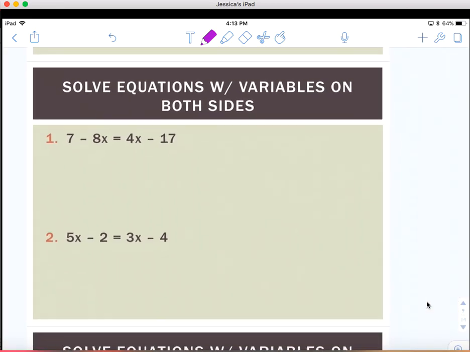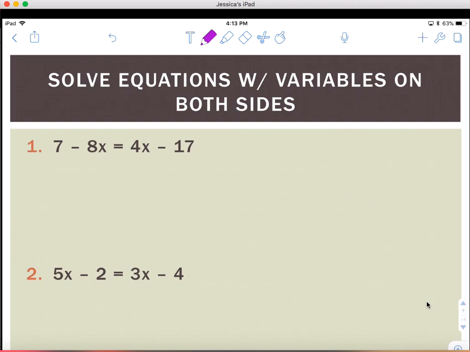Go ahead and pause the video, try these two problems, and then restart when you're ready to check.